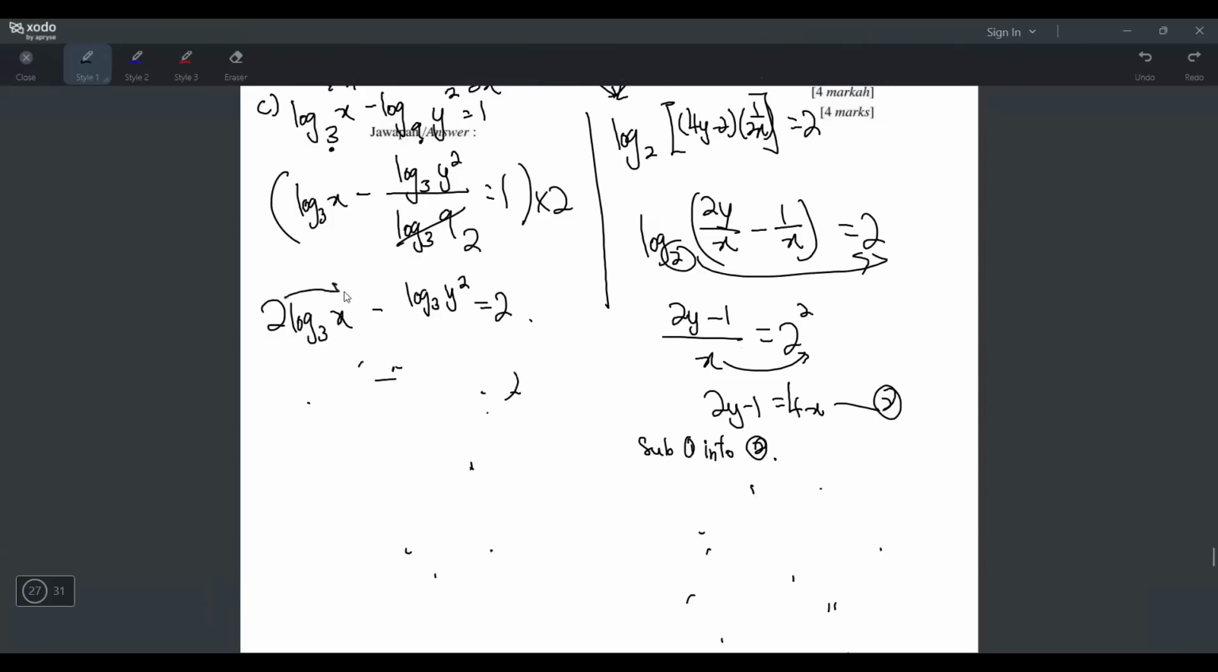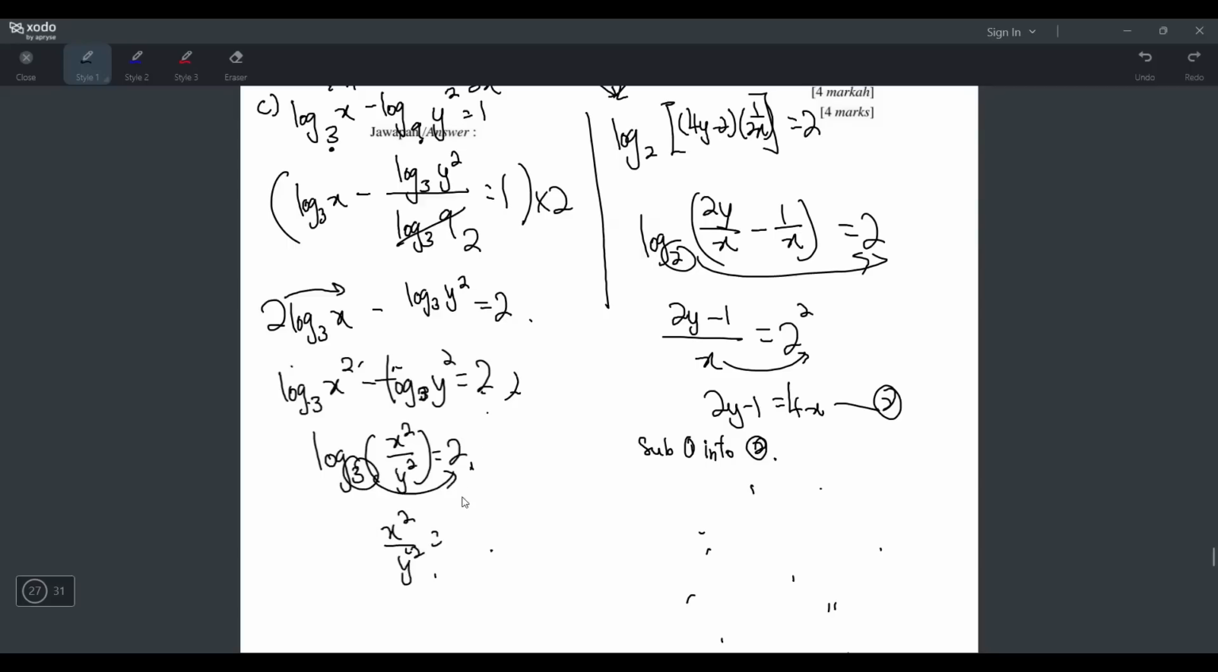I need to make sure these 2 naik atas jadi power dulu. I need to make sure in front depan sini tak ada number, baru boleh combine. So it becomes log 3x power 2 minus log 3y square equals 2. Now only you combine separate log minus, single log divide. So it becomes x square over y square equals 2.